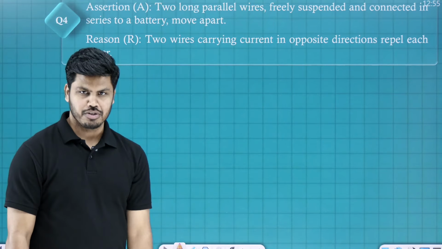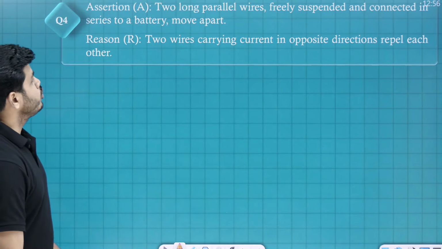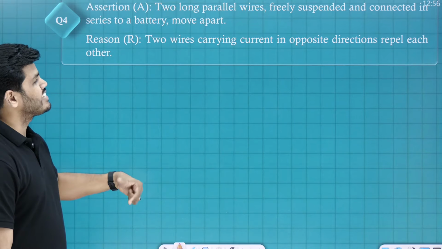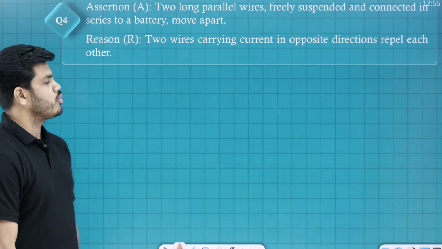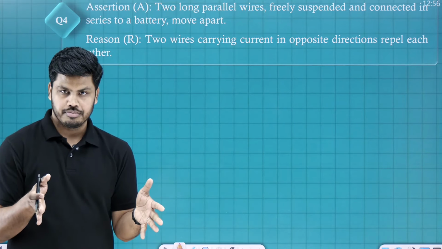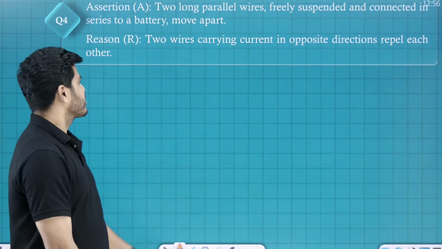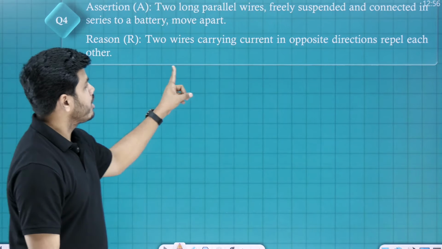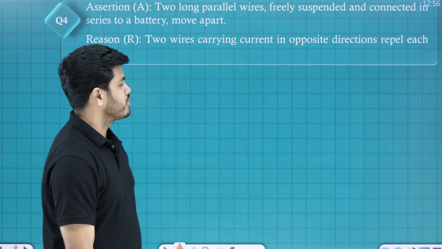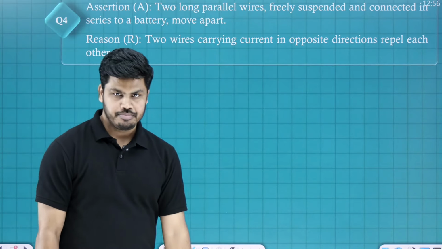Yeah, it's an assertion reason question. Let us go through the statements. Two long parallel wires freely suspended and connected in series to a battery move apart. Okay, we'll check. Reason statement. Two wires carrying current in opposite direction repel each other.